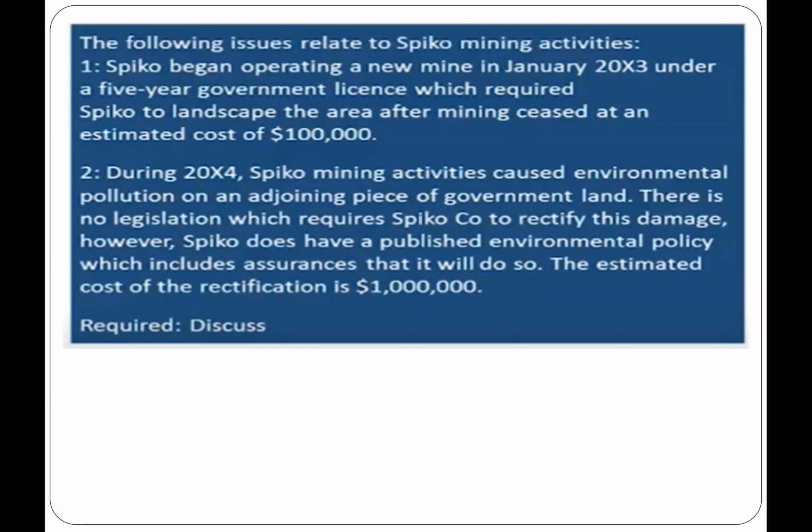Then, do we have a reliable estimate? The estimated cost of the rectification is 1 million, which means we have an amount we've already estimated, so all the three conditions are met. So we need to create a provision by debiting the expense by 1 million, crediting the provision account by 1 million. So that's basically how we recognize this transaction.